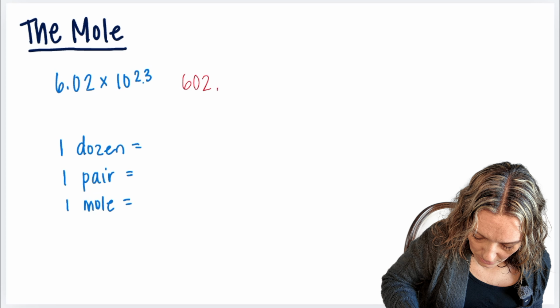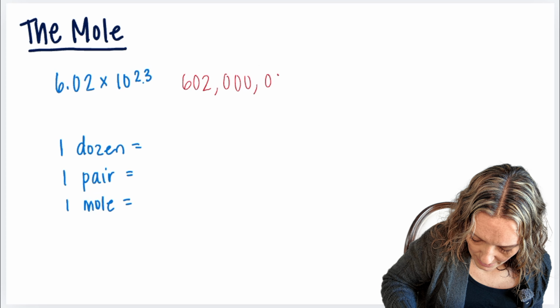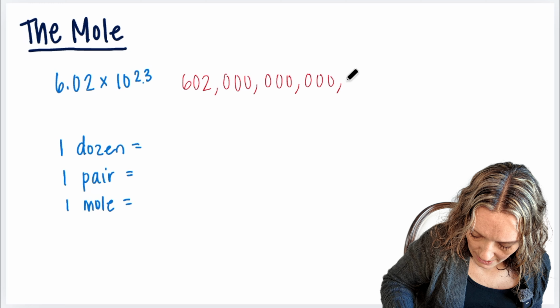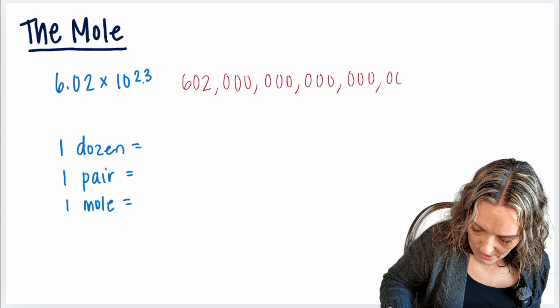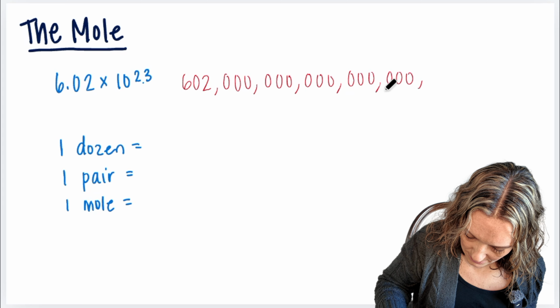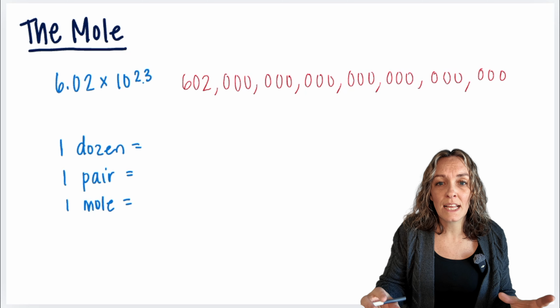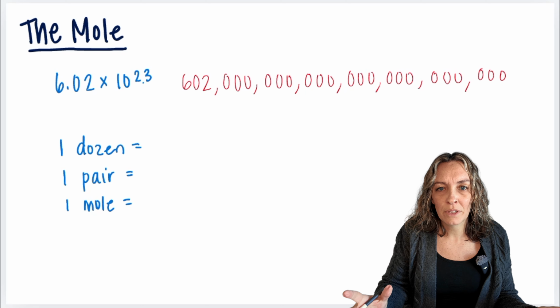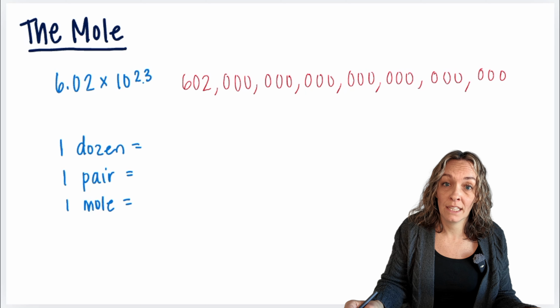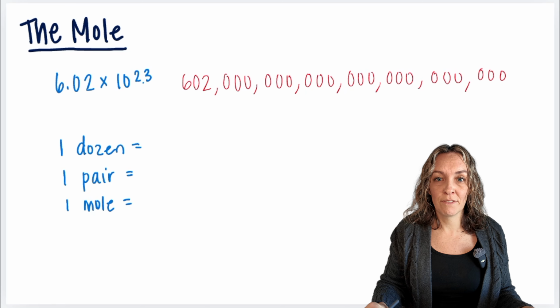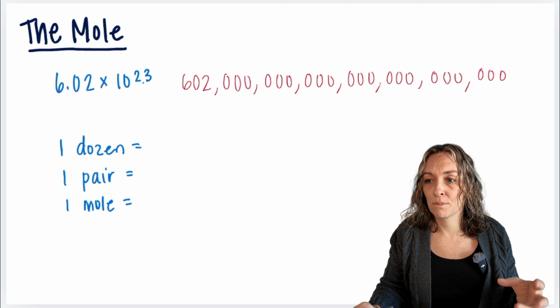So 602, and when you're finished, you should have 21 zeros on the end of your answer. That number is absolutely huge. And because that number is so big, it is not really a useful number that we encounter in our everyday lives. You would never have 6.02 times 10 to the 23rd pennies.